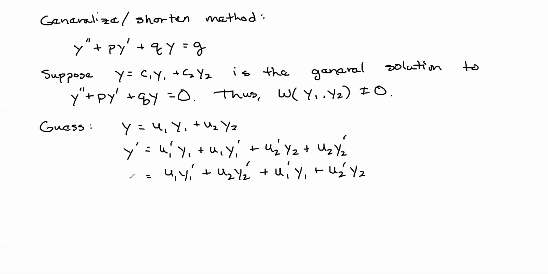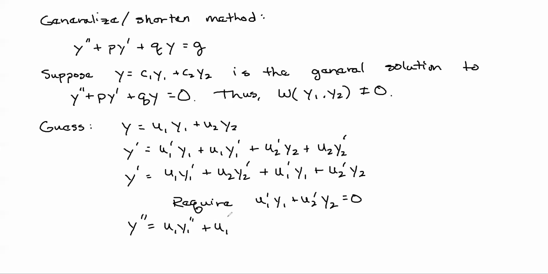And this is the part where it kind of comes out of nowhere, but we're going to require u1 prime y1 plus u2 prime y2 to equal 0. The consequence of that is that this whole piece goes away, and then we can go ahead and take the second derivative of y, and that's going to be u1 y1 double prime plus u1 prime y1 prime plus u2 y2 double prime plus u2 prime y2 prime.